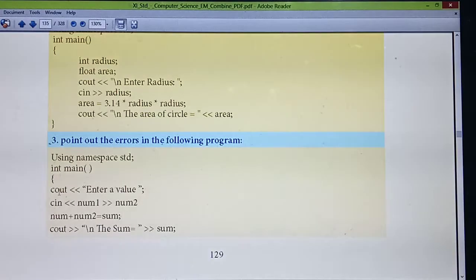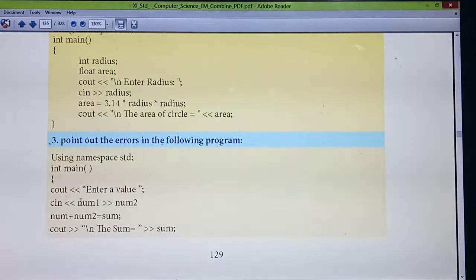Then main function, cout, enter value of that, all correct. Listen carefully. cin num1 and num2. But you should declare the variables at the top. Whether any variable is declared here? No. Indeed, num1, num2, whether they have declared? No. So here also one error. 3 errors you have found out. What are they? Hash include iostream is not there. Here capital letter they have given. Variable declaration, that means int num1, num2, sum, they should have given, but they have not given. That's the third error. Then fourth error, cin.